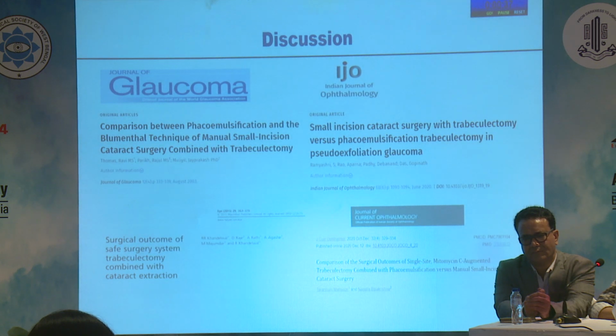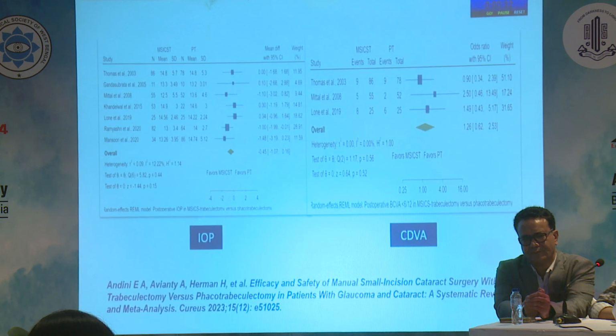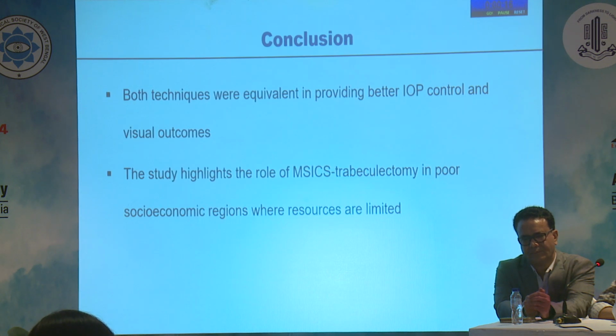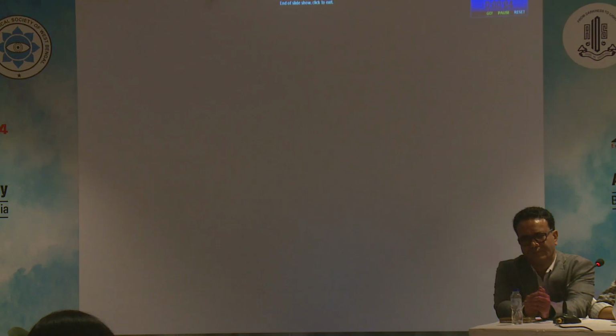As we all know, this is not something new. There has been extensive literature on the same topic. Even a systematic review and meta-analysis was done. In terms of intraocular pressure, they found that SICS trab is more favorable than phaco. However, in terms of visual acuity, phacotrab was found to be better than SICS trab in this systematic review. To conclude, in this study, both the techniques were equivalent in providing better IOP control and visual outcomes. And the main purpose of this study is to just highlight the role of SICS trab in poor socioeconomic regions where resources are limited. Thank you.